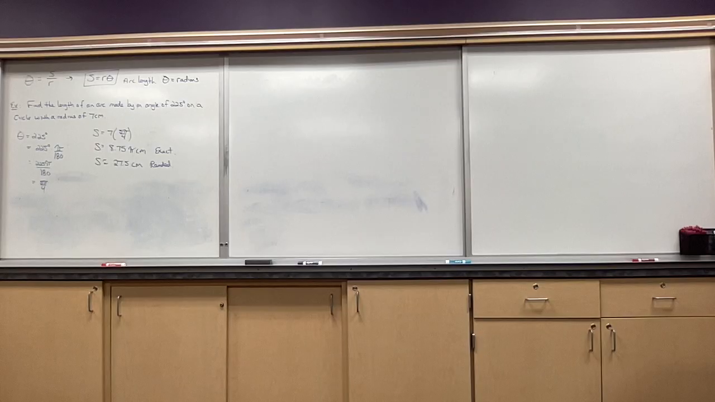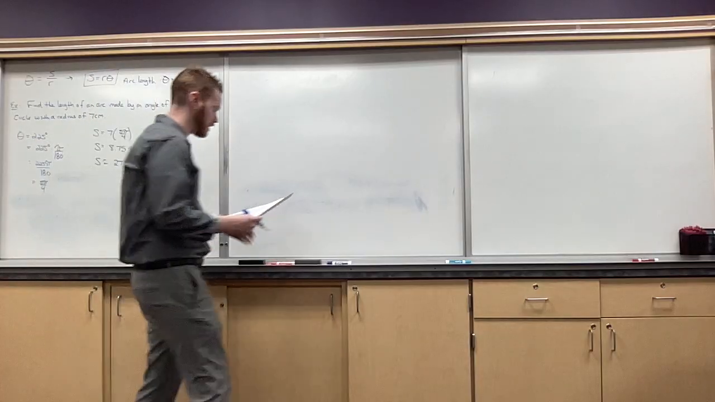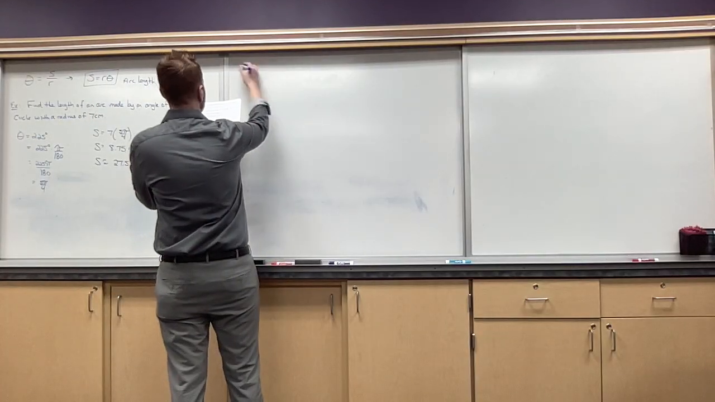Alrighty. Any questions on arc lengths? Yes? Is there a reason we didn't leave 8.75 pi centimeters as 35 pi over 4 centimeters? You can. The only reason why I wrote it as a decimal is because it came out to be an exact decimal. That's the only reason why. If I had a fraction that didn't give me an exact answer, I'd leave it as the fraction. All right. Good question.